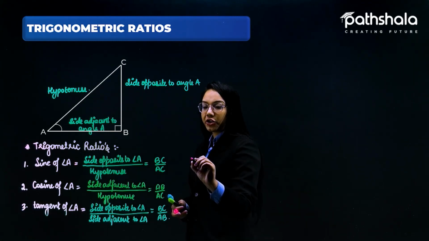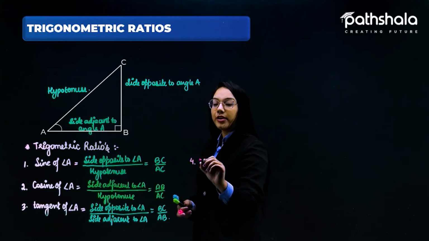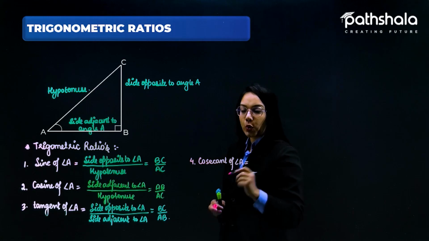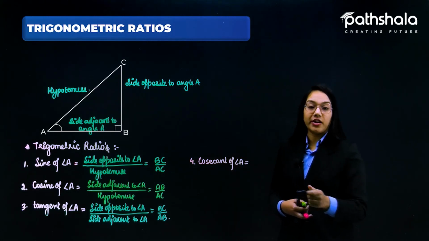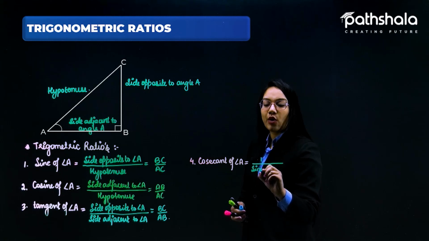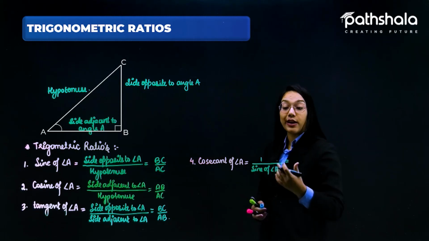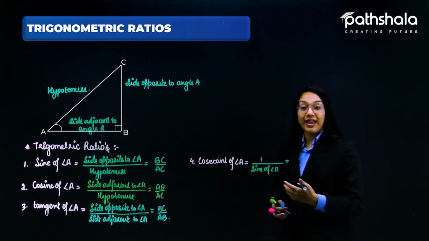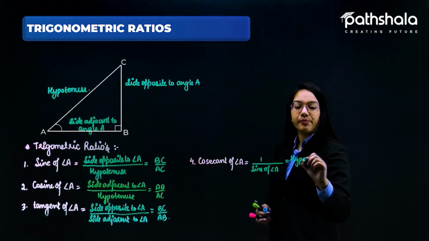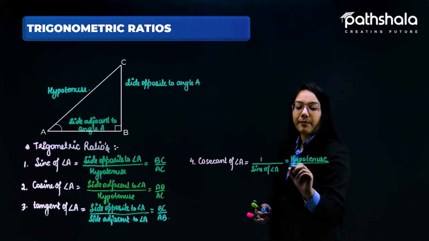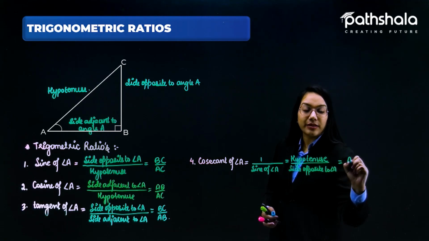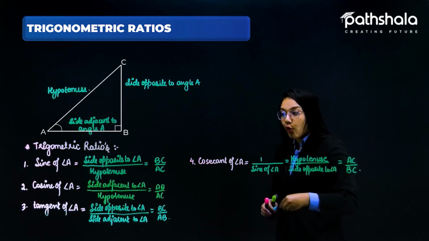The fourth trigonometric ratio is cosecant of angle A. This type of ratio is very special because cosecant of angle A is the reciprocal of the sine of angle A. As you can see, sine of angle A is side opposite to angle A divided by hypotenuse, so this would be hypotenuse divided by the side opposite to angle A. We can write it as AC divided by BC. This is my fourth trigonometric ratio.